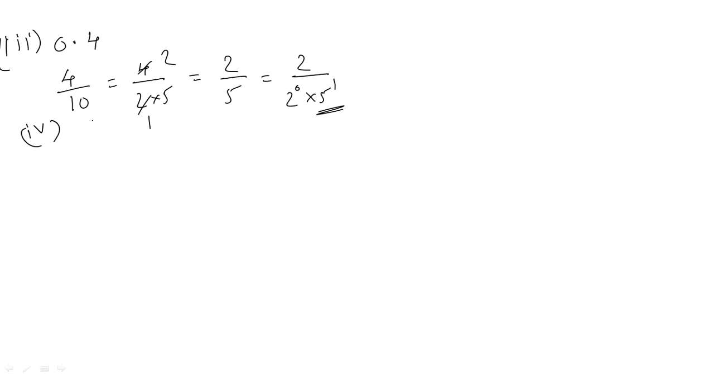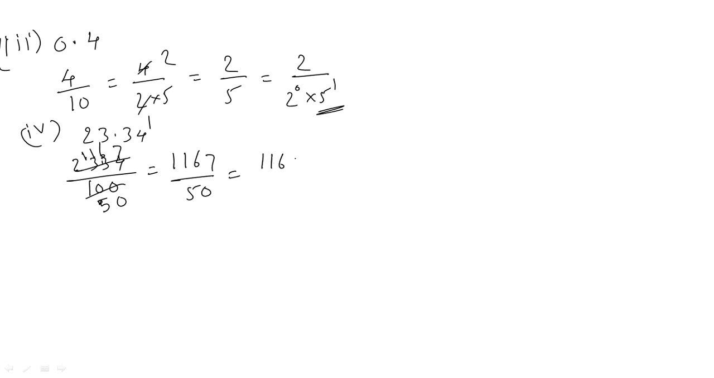Next, coming to the fourth question. What is the fourth question? 23.34. Isn't it? So 2334, after how many digits do we have the point? 2 digits. So 2 zeros I am putting down. So I'll do the cancellation with 2. 2 fives are 10, 2 ones are 2, 2 sixes are 12, 2 sevens are 14, so 1167 by 50, which can be written as 1167 by 5 into 2 into 5.